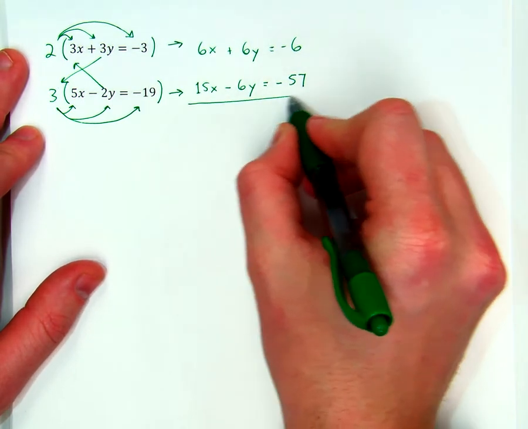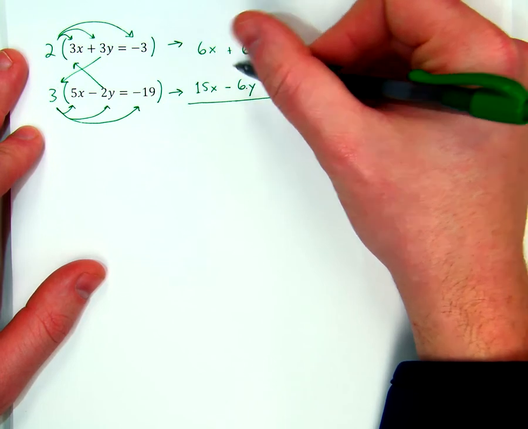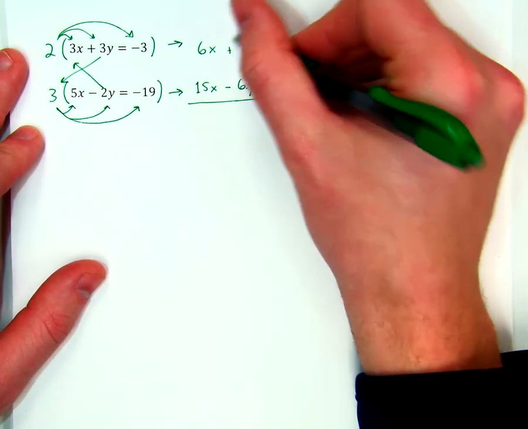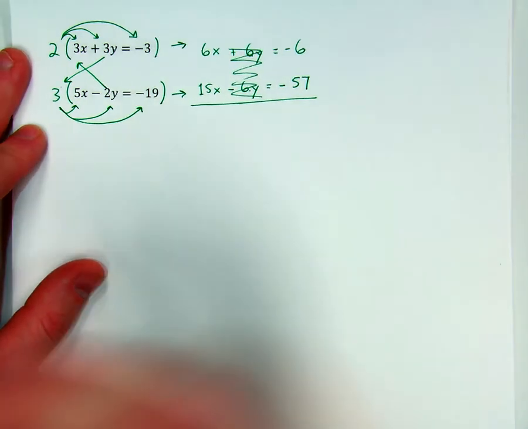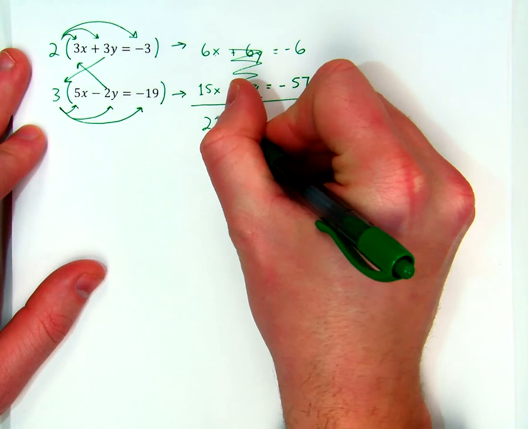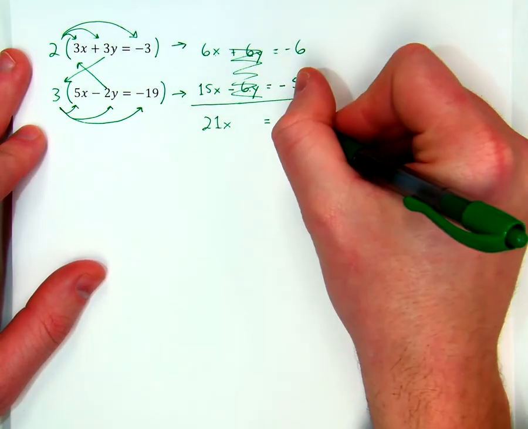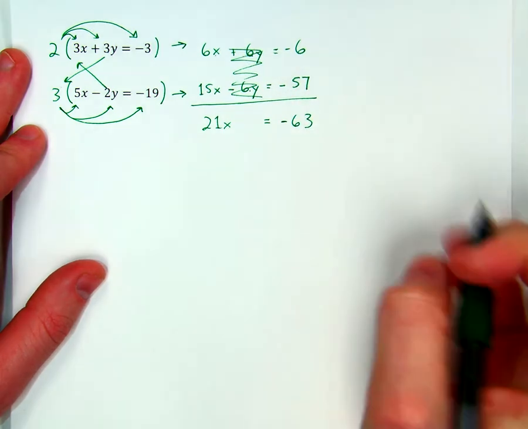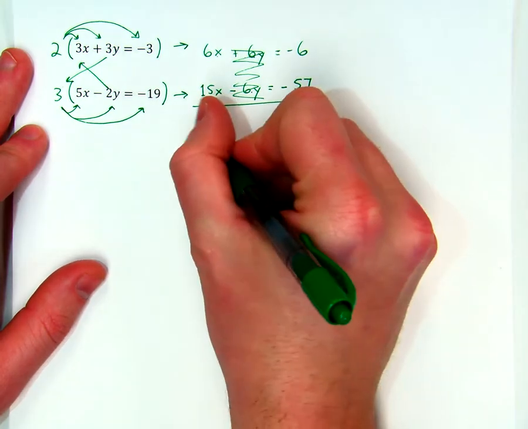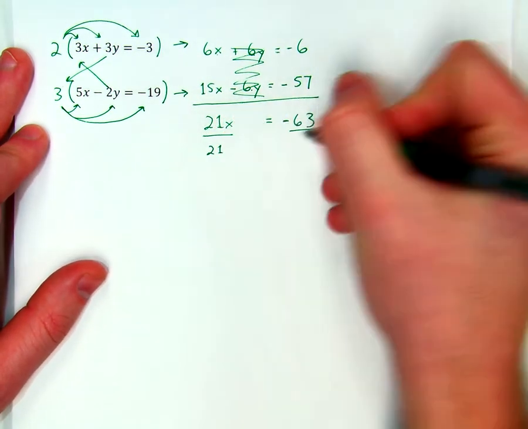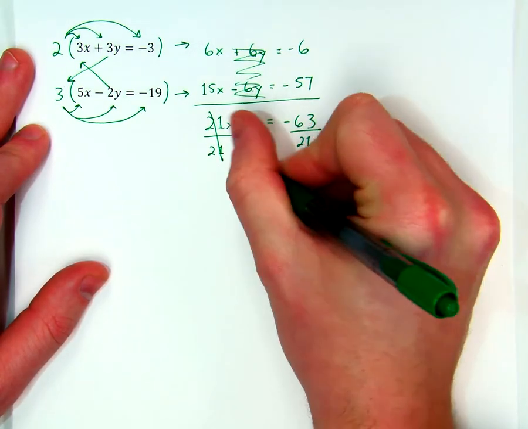Now we have two new equations that we're working with, and both y's have a 6 in front of them with opposite signs. So that means when I combine like terms, my y's are going to cancel out because I know that the positive 6 and the negative 6 are going to make 0 y's. When you combine the x's, you'll find that you have 21 x's. And when you combine the answers, negative 6 minus 57 is going to be negative 63. So at this point, we're looking at a new problem of 21x equals negative 63. To solve for x, we divide both sides by 21, and we'll find that x equals negative 3.